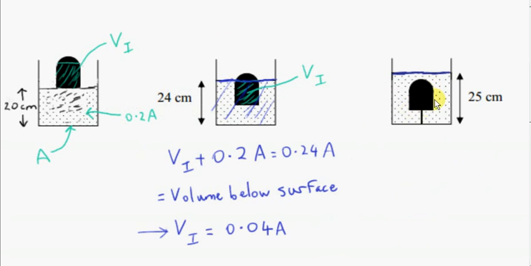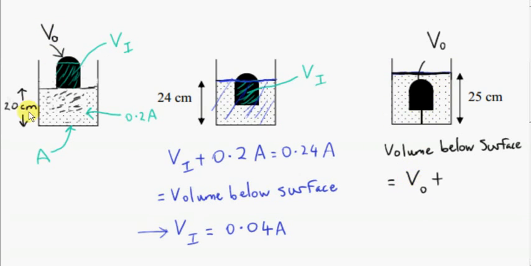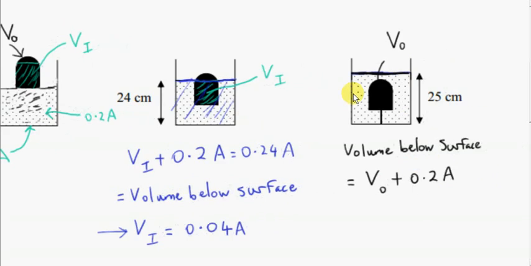In a very similar way, we can work out the total volume of the object. So let's call the total volume of the object V. We could actually write V as VO for object. So let's consider the volume below the surface of the water in this situation. Well, it's equal to the volume of the object, VO, plus the volume of the water. Well, we have that from over here, it's 0.2A. But everything below the surface here is in the shape of a cylinder. So the volume of the cylinder is the height of the cylinder, 0.25 in this case, times the cross-sectional area A.